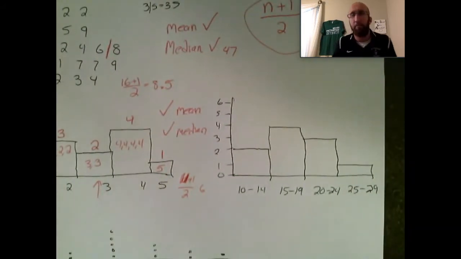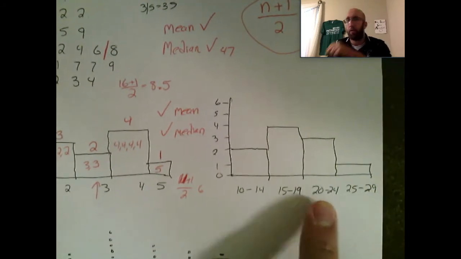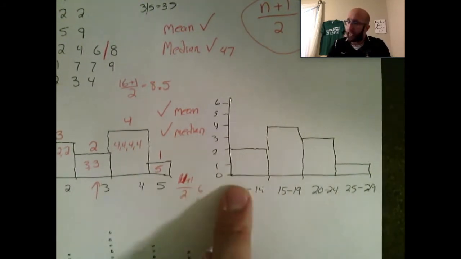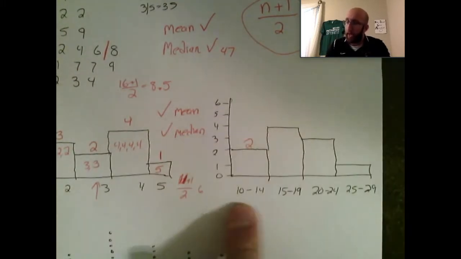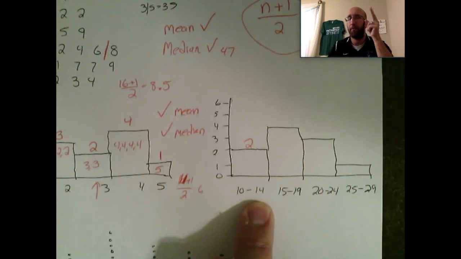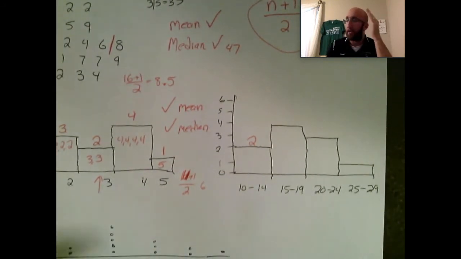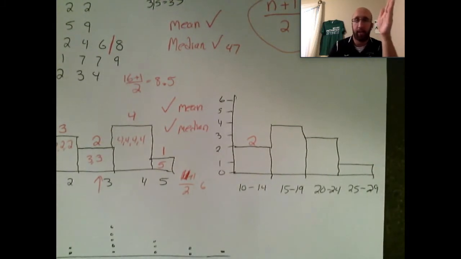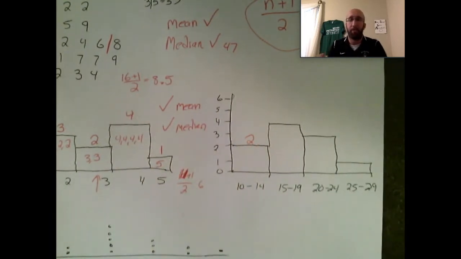This second histogram changes things a little bit. Okay, so I'm going to show you why all of a sudden mean is an issue. So my class has changed from 10 to 14, 15 to 19, 20 to 24, 25 to 29. I still know by my frequencies that I have 2 numbers in the 10 to 14 range. I know I have 2 numbers, but the issue is I don't know what those numbers are. I don't know if I have a 10 and a 10, a 10 and 11. I have no idea. I just know there's 2 numbers that exist in the 10 to 14 range.